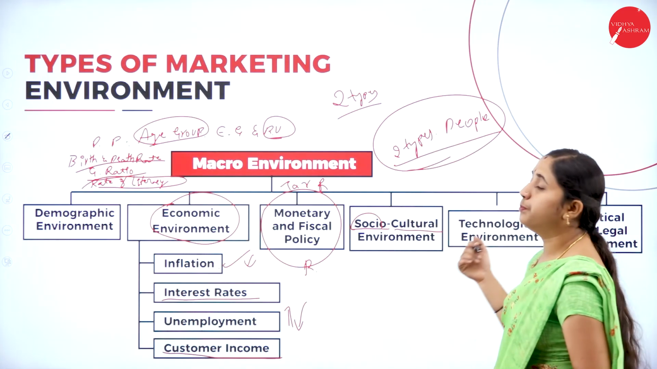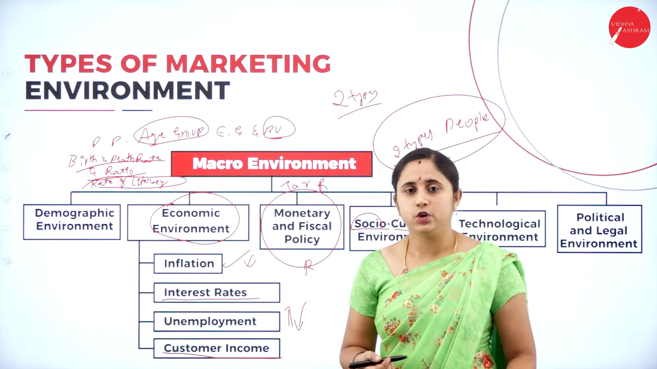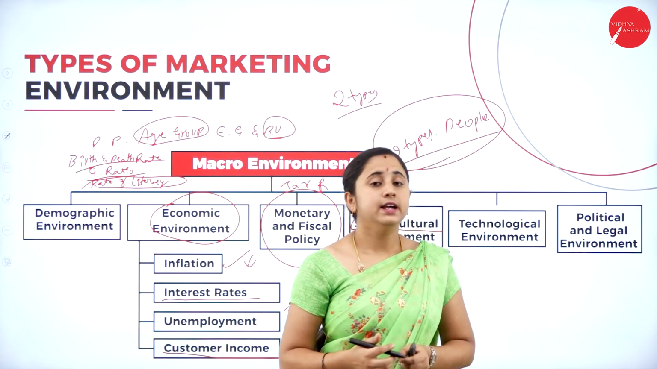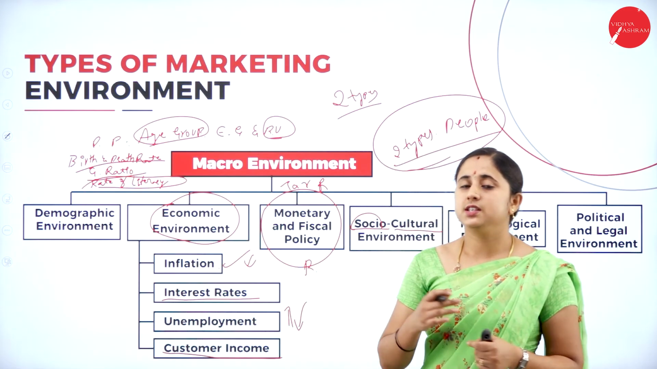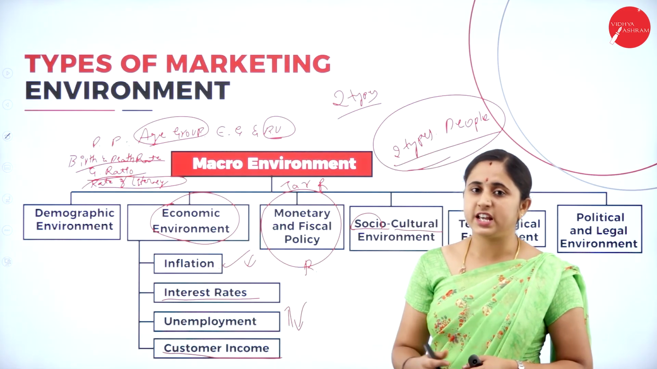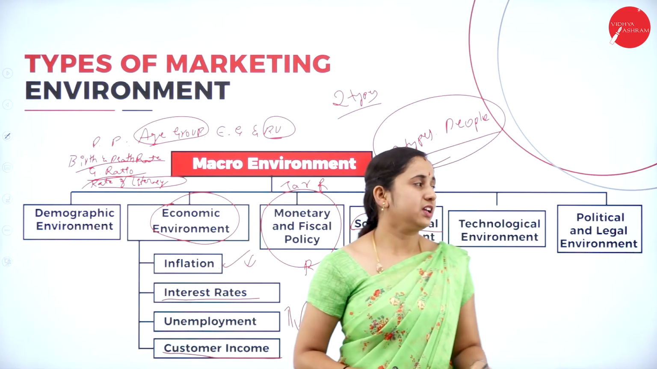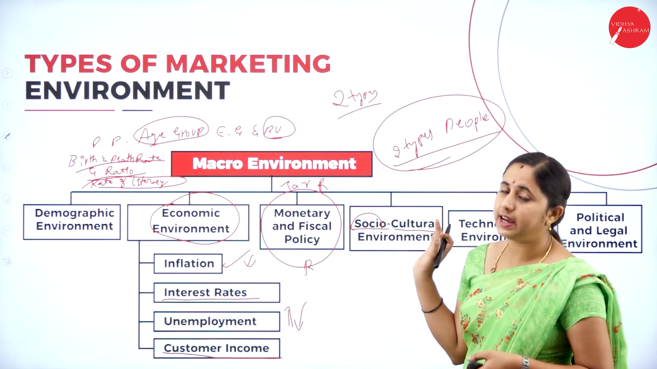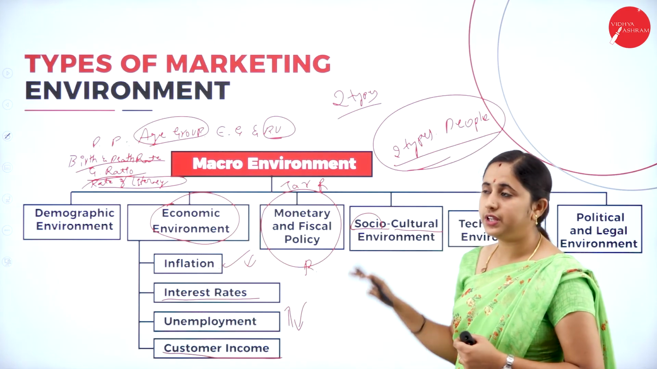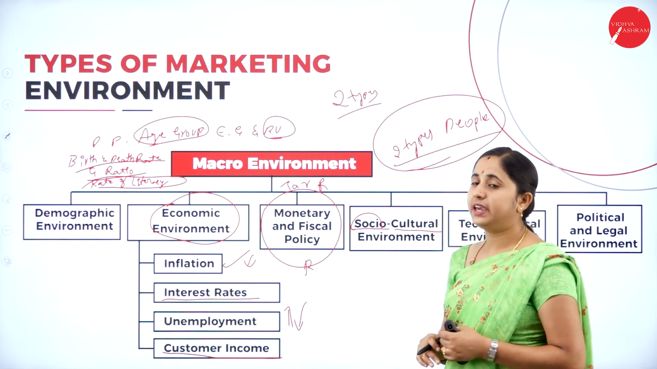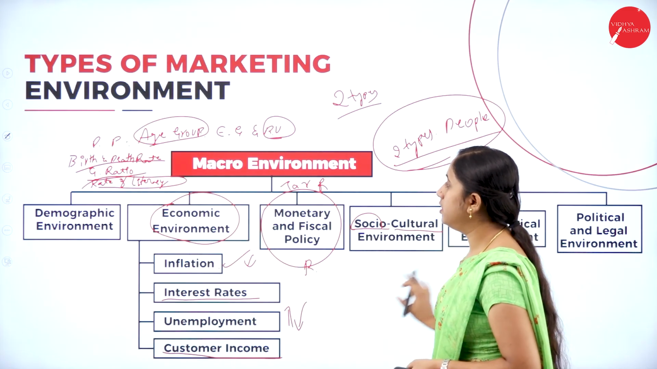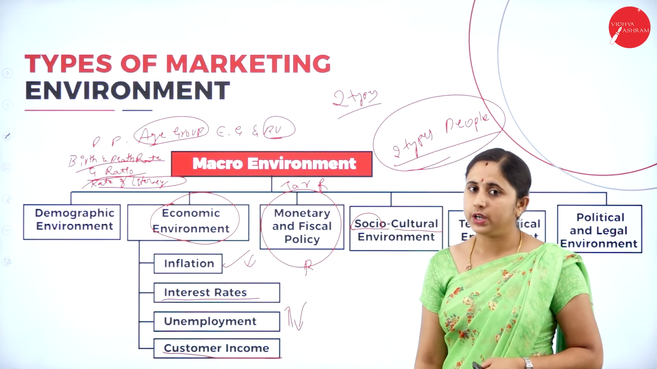Then the last one, political and legal environment. This covers changes in the political as well as the legal factors, such as a change in the political parties, and changes in rules and regulations. You need to keep updated with the changes in the political and legal environment so that you can make the necessary changes. All these factors come under macro environment.